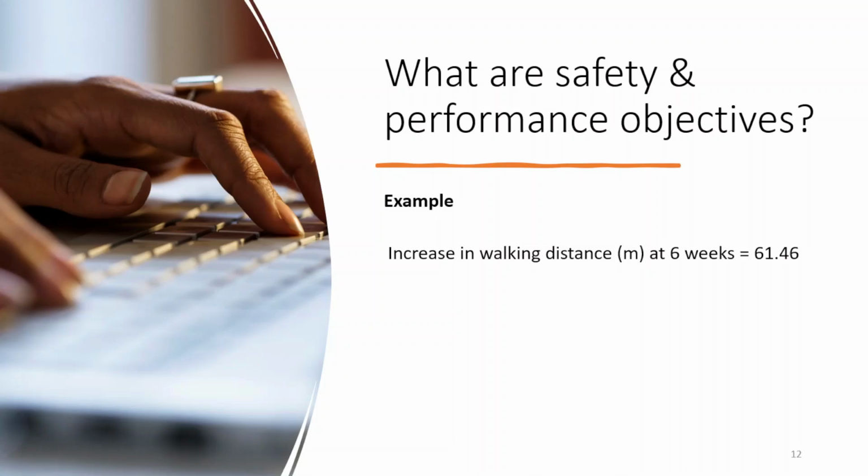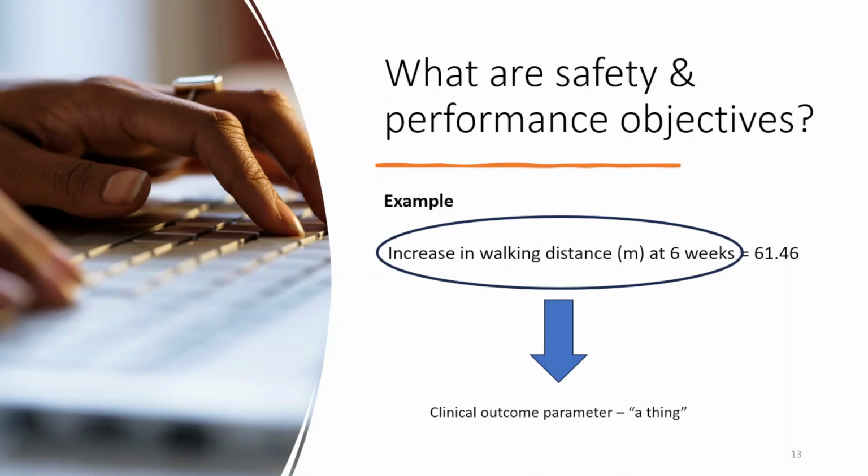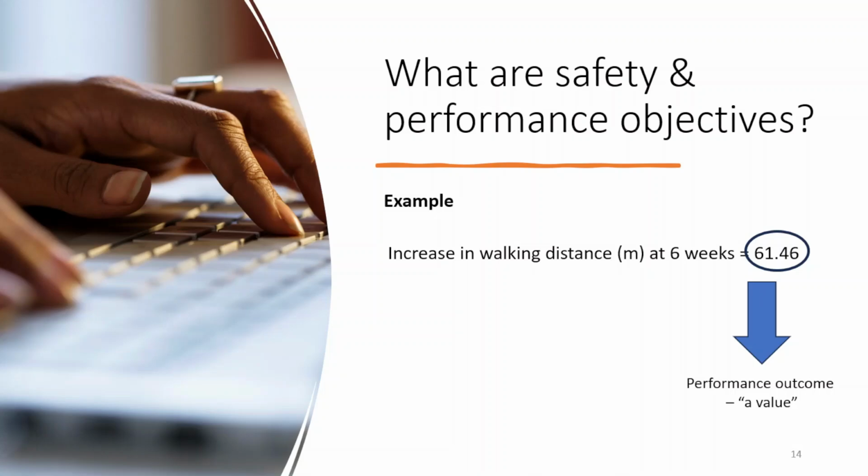And you can see within this the two components, because the increase in walking distance in meters at 6 weeks, that's not a value, okay, it contains a number, but that's just because we need to compare like with like. That's not the actual objective. The clinical outcome parameter is a thing, a concept, something you might measure, something to which you might attach a value. And then the second part of it is the actual performance outcome, which is quantitative. And it's these two things together that constitute a specific and measurable safety or performance objective.